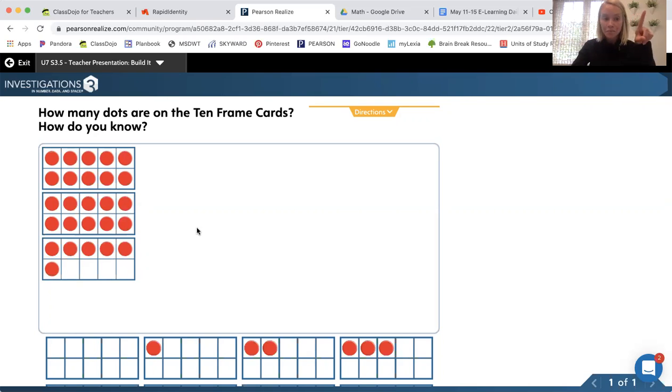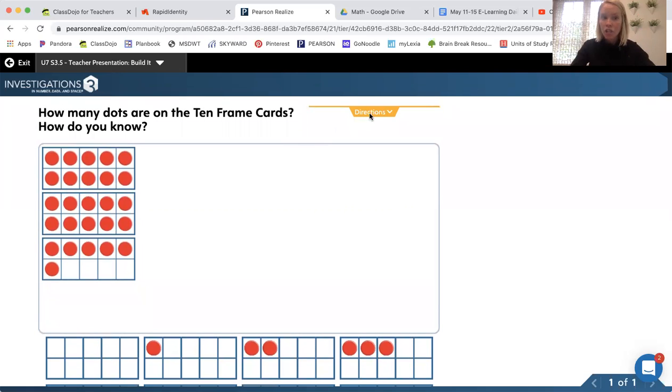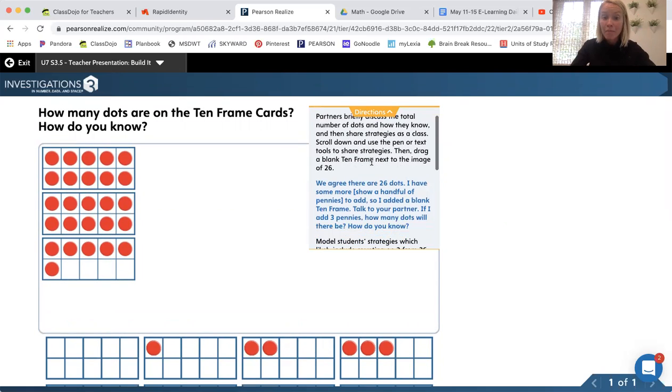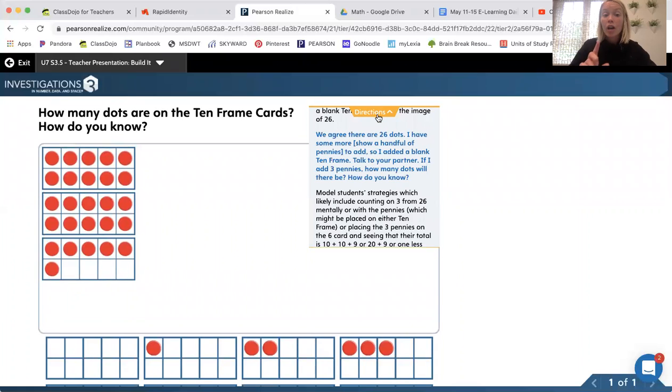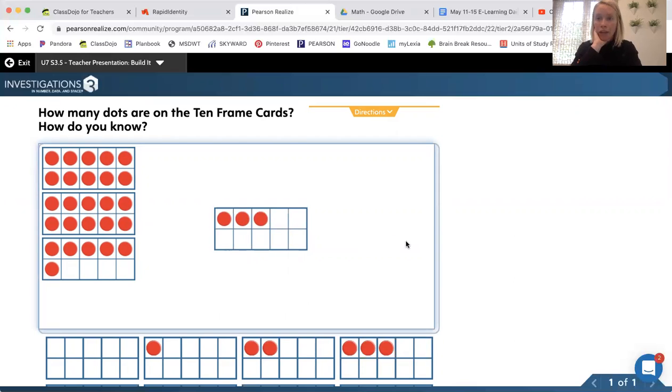Okay, so here is what I'm going to give to you. I am going to add some to these dots. What if I add 3 more dots? I want you to tell me, what would you do? Think about it and tell someone next to you at home, what would you do to figure out how many dots there are all together?